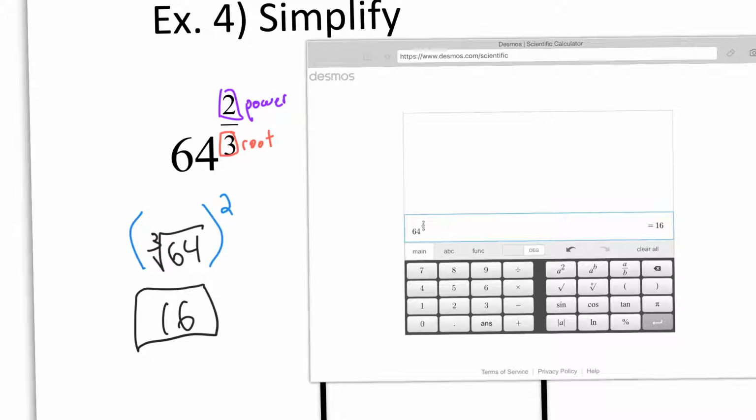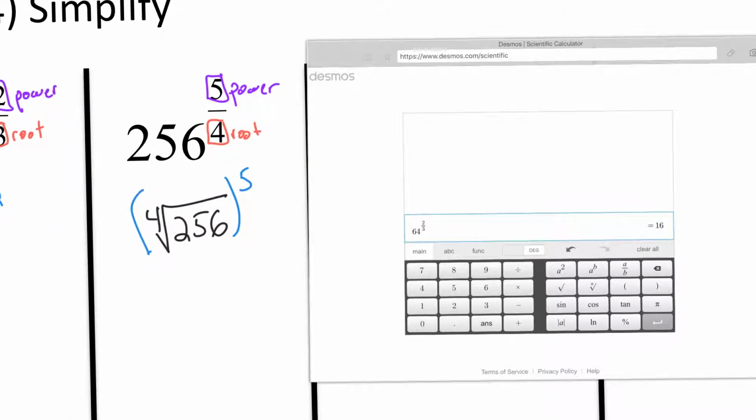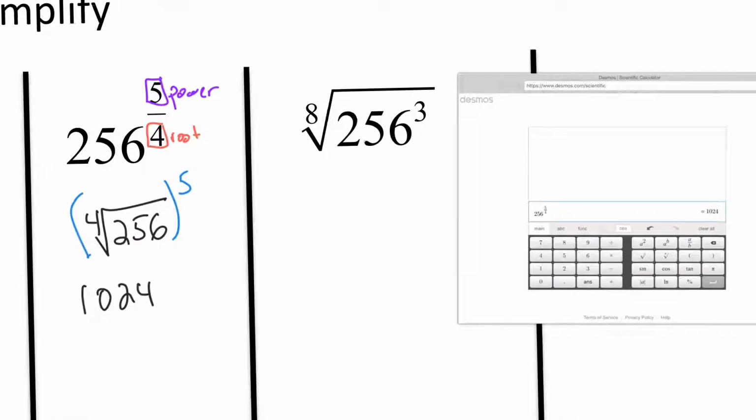All right, let's try another one. The next one has different numbers. We have 256 to the 5/4 power. So once again, I'm just going to use the calculator here. 256. Let me clear everything here. 256, we have the exponent, and make that a fraction, 5 over 4. And your answer is 1024. 1024. All right, so let me put the calculator on the side here, but we are going to continue.